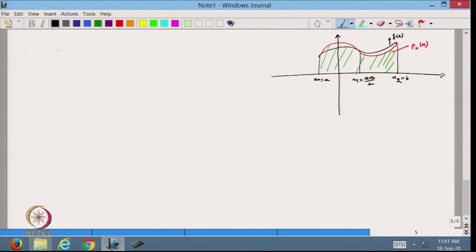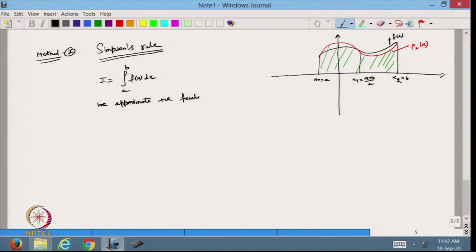So this is the method two, and this is called the Simpson rule. Simpson rule. So in this case, what we are going to start with, we have a function, so this is my integration I want to find out. Now we approximate the function fx. So fx I approximate with p2x plus the error term, or the remainder.